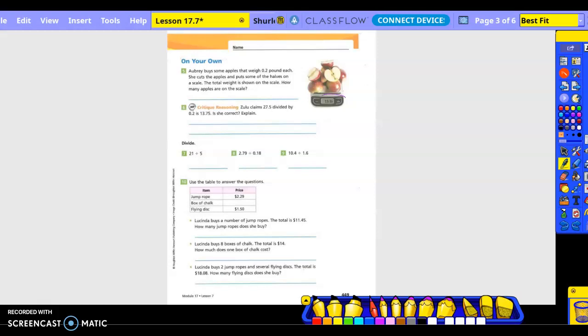So we have 1 and 5/10 pounds, right? Okay, we have 2/10 pounds each. And then the total weight is shown on the scale. How many apples are on the scale? So what are we going to do with our dividend? So 1 and 5/10 divided by 0 and 2/10. Okay. What are we going to do first?